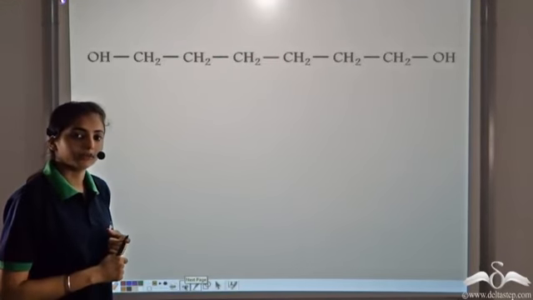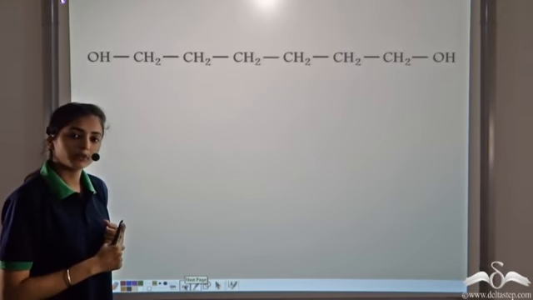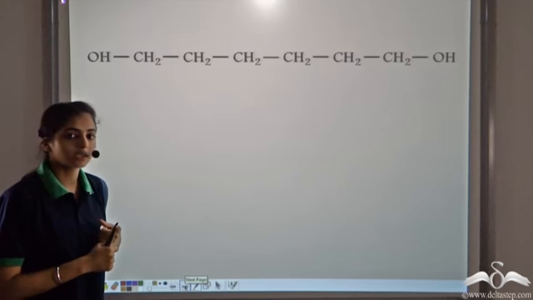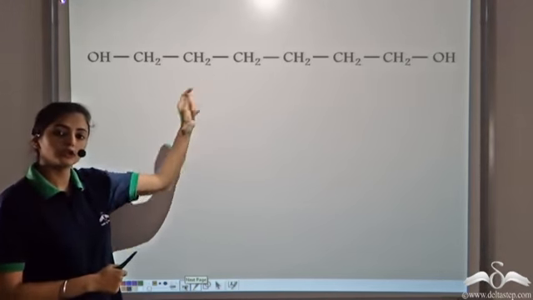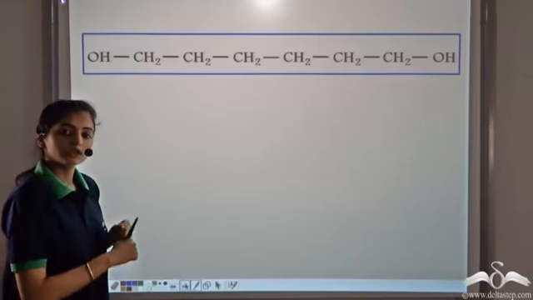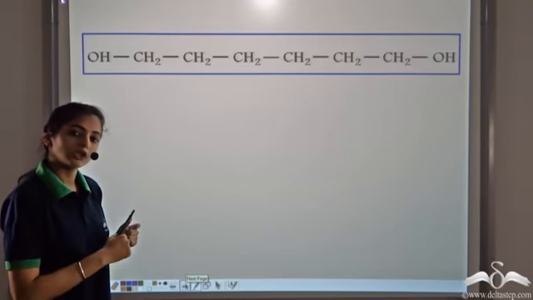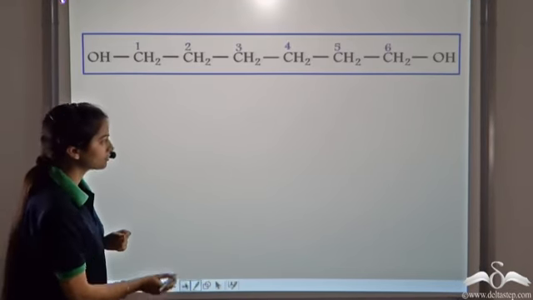Let's take another example. In this case, the first step remains the same. Find the longest carbon chain containing the functional groups. There are 2 functional groups present. So this is the longest carbon chain. Now we have to number the carbon atoms.